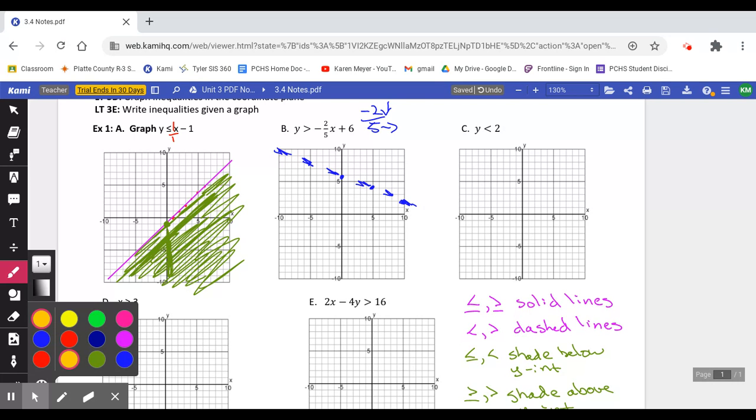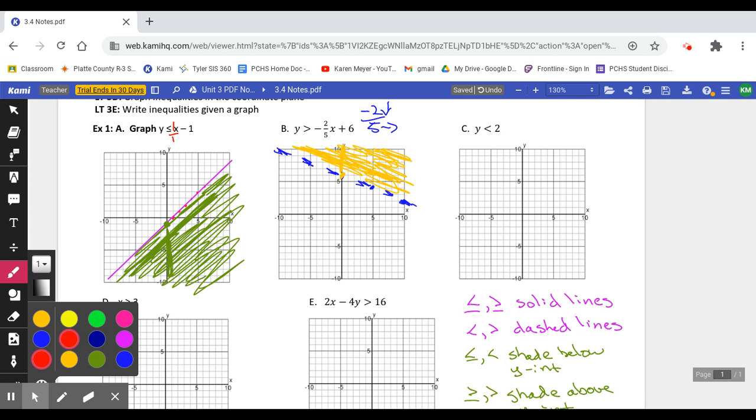So put your pencil on the y-intercept, which is at 6. This time we're saying y is greater. Y numbers get bigger when I go up. So you want to shade everything above the line. So any point that would be in that shaded region would be an answer to this inequality.